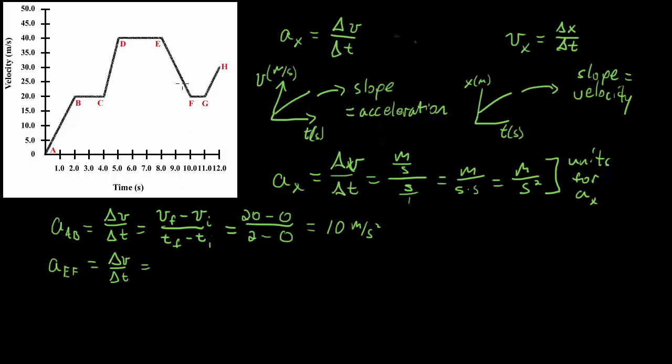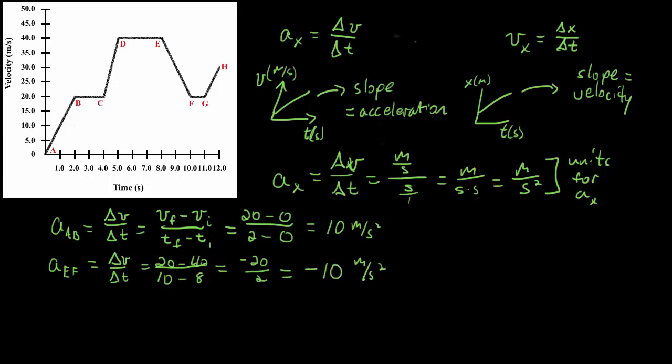So going from E to F, I need to get my final velocity. So from here, I read over, and it's 20. So I get 20 minus my initial. So my initial was at E, which is 40. Over the change in time. So it goes 10 is my final, minus E is at 8. So I get negative 20 over 2. So I get negative 10 meters per second squared.